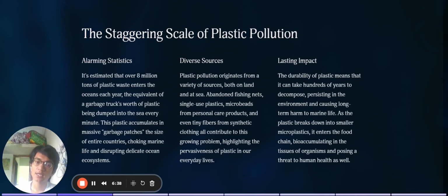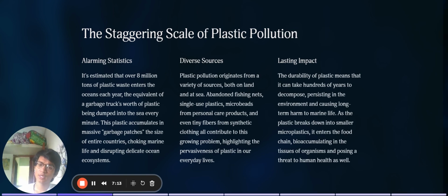The staggering scale of plastic pollution. Here we will look at some statistics. This is basically a slide to open everybody's eyes to how much pollution has already been done, how much it will keep adding, and how far we have gone wrong. So there are some alarming stats.